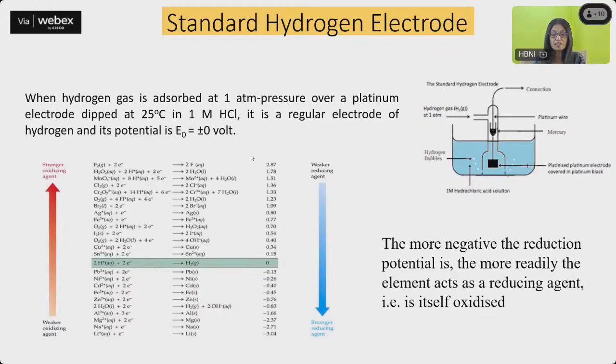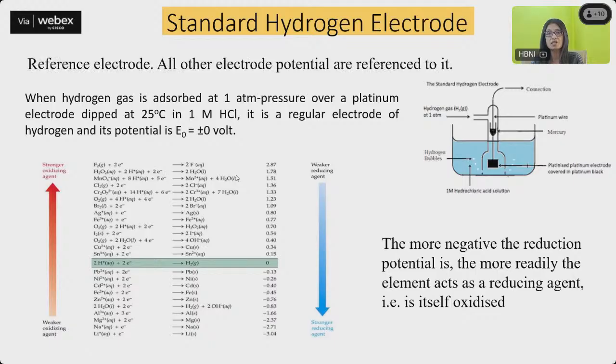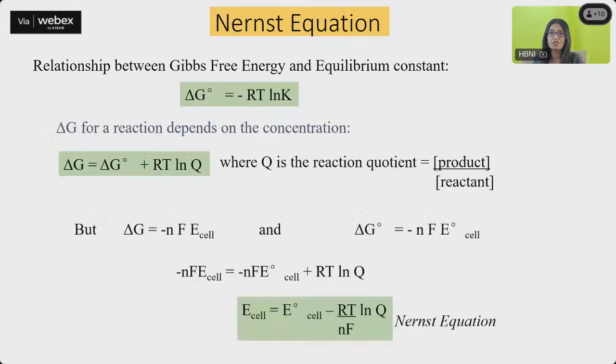So you are comparing this with respect to the standard hydrogen electrode. All these potentials are with respect to the standard hydrogen electrode. And what is a standard hydrogen electrode? When hydrogen gas is adsorbed at 1 atmosphere pressure over a platinum electrode, which is dipped at 25 degrees centigrade in 1 molar HCl as shown over here, it is a regular electrode of hydrogen and its potential is considered to be 0 volt. So all these reduction potentials, whatever you see, are compared to the standard hydrogen electrode. This is a reference electrode and all other electrode potentials are referred to it.